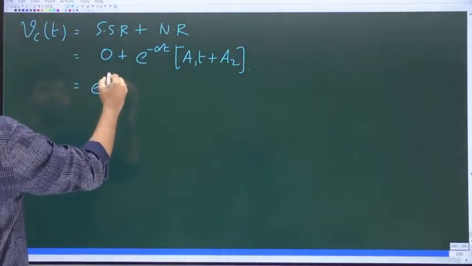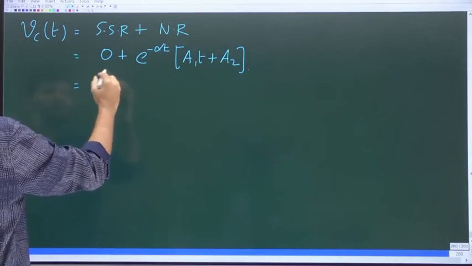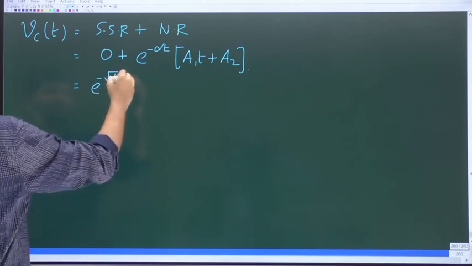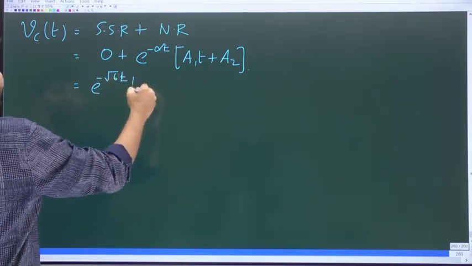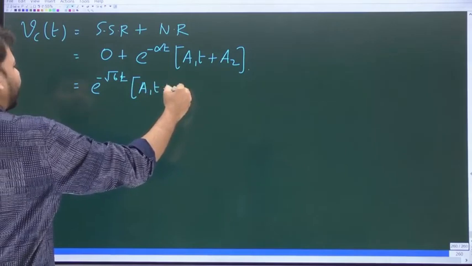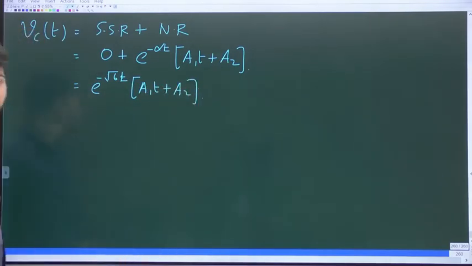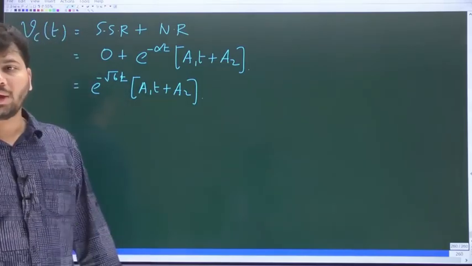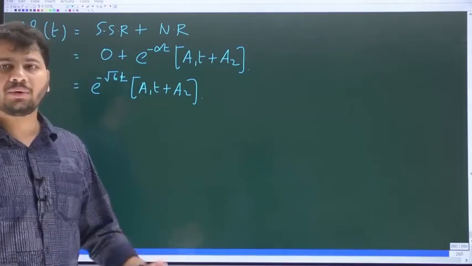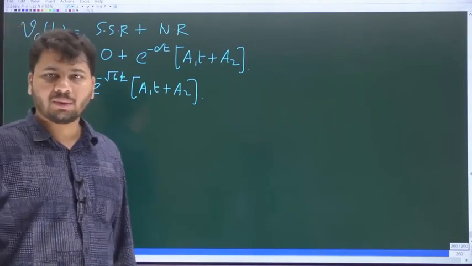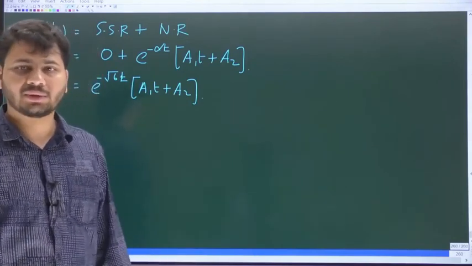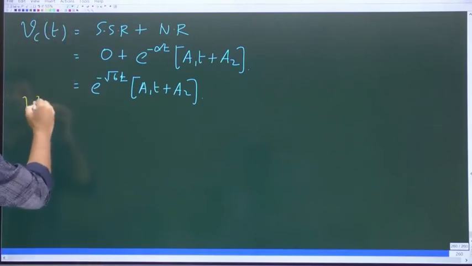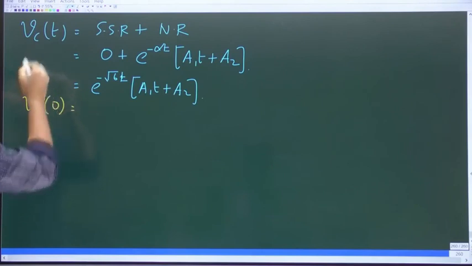So I'll just write it as e power minus root 6t, because alpha is root 6. E power minus root 6t times a1t plus a2. This is the Vc of t expression. Again, there are two unknowns, a1 and a2, which should be found in the same way as we found for the previous circuit. One is directly substituting t equal to 0.